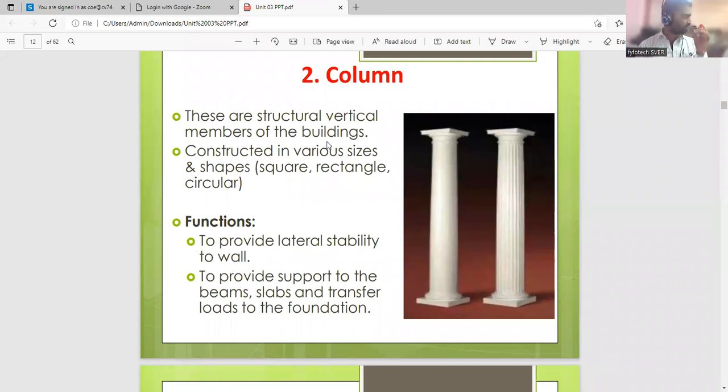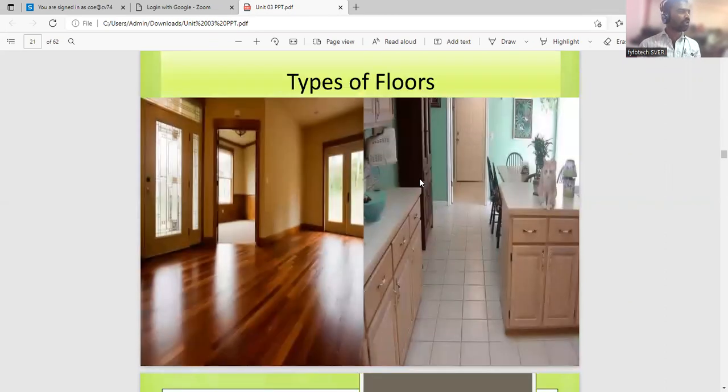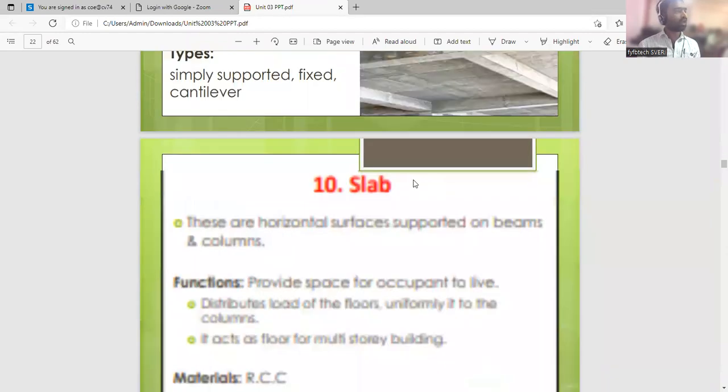We have seen the definition of each part, the function of that part, and which material it is made of. Coming to the different types of foundations, what is a foundation? Foundation is a part of the structure which transfers the loads of the entire structure to the ground or soil. That is the function of the foundation.